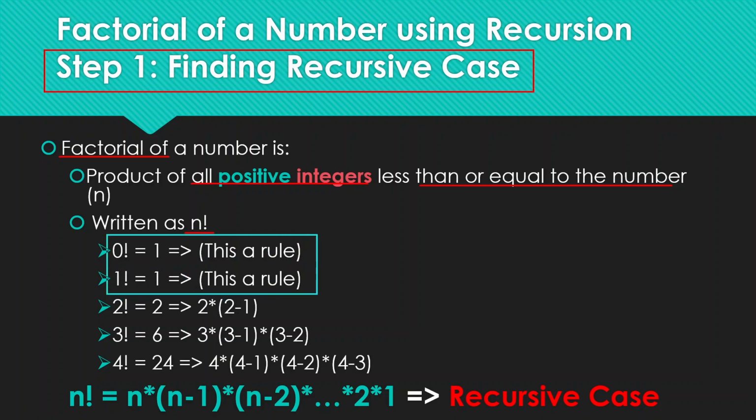We learned of two rules: 0 factorial is equal to 1 and 1 factorial is also equal to 1. Factorial of any number is simply that number multiplied by all the numbers below it up to 1. If it's 3, then it's 3 times 2 times 1. If it's 4, then it's 4 times 3 times 2 times 1. We have a pattern, and it can be represented like this: n factorial is equal to n times n minus 1 times n minus 2, all the way down to 1. This is our recursive case.